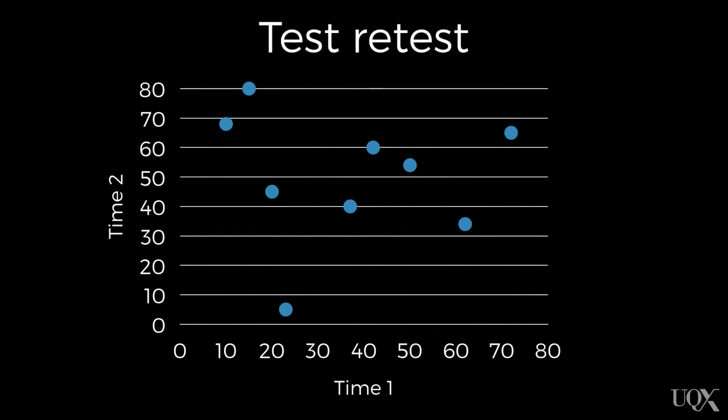However, this is what the scores might look like if our test reliability is low. It looks like there's no relationship between the scores for the first time the test is taken compared to the second time the test is taken. They're all over the place. So this is reliability and how we assess it.